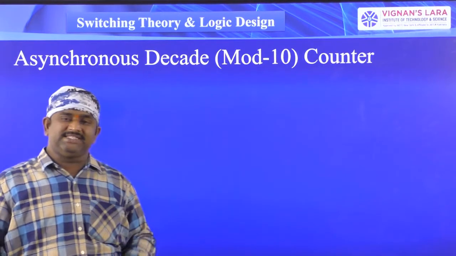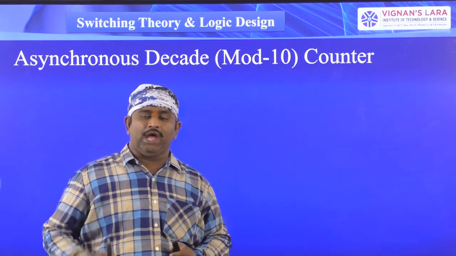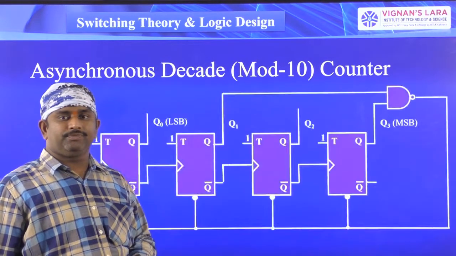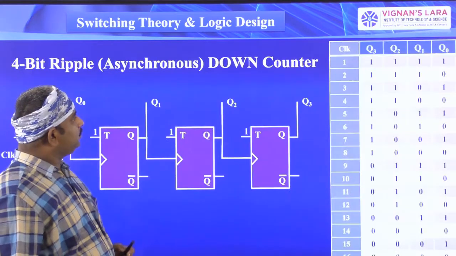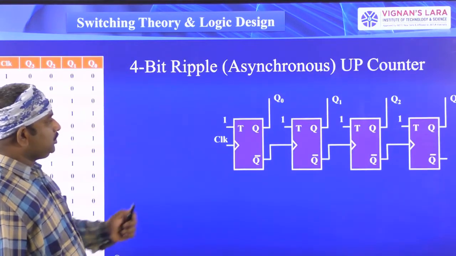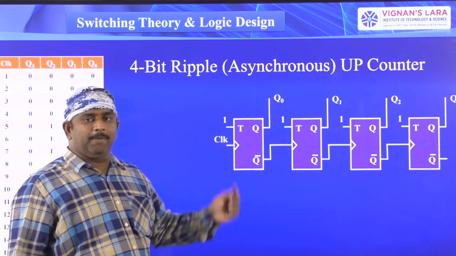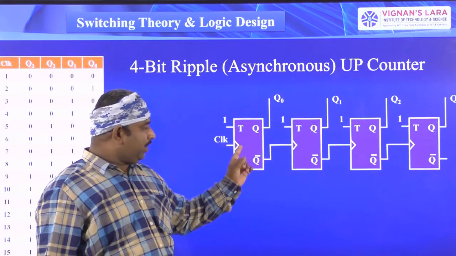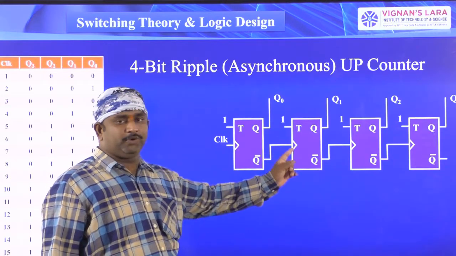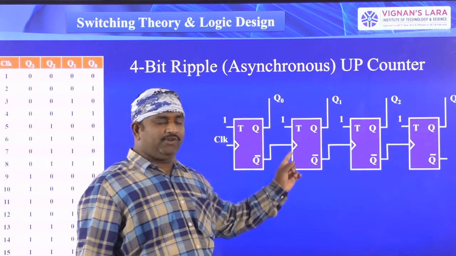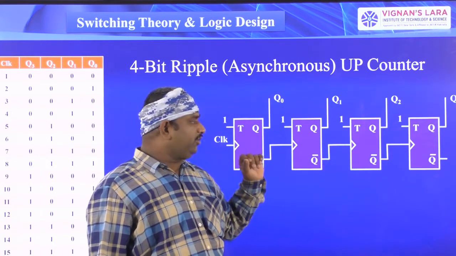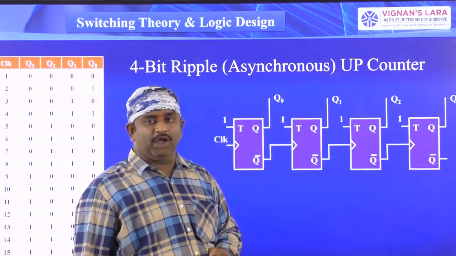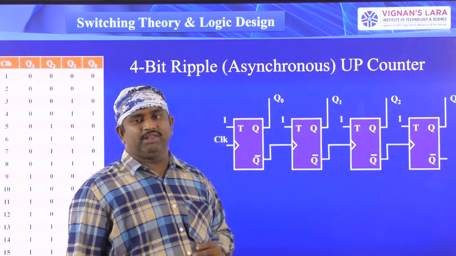Based on that, the same 4-bit asynchronous counter that we learned in the previous class, we are taking here. This is a 4-bit asynchronous up counter. We have connected the first flip-flop's complemented output to the next clock signal, and in the same way, the second flip-flop's complemented output is connected to the third flip-flop's clock signal, and the third flip-flop's complemented output to the fourth flip-flop's clock signal. In this way, we have given the connections.